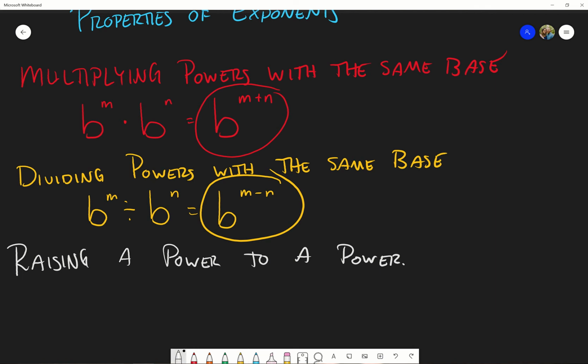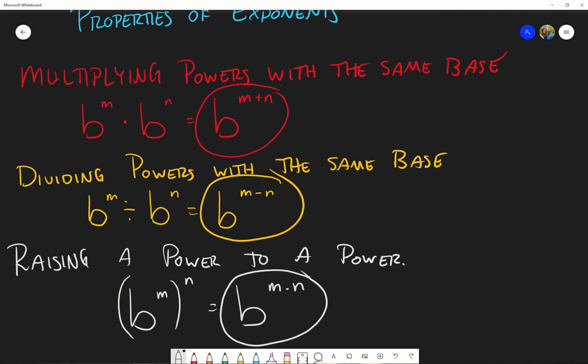And then finally, raising a power to a power. If we have b to the power of m, and we want to raise that to the power of n, we want to raise an exponent to a power, we would write that as b to the power of m times n. So we would multiply those two powers together, and that would be how we solve that.